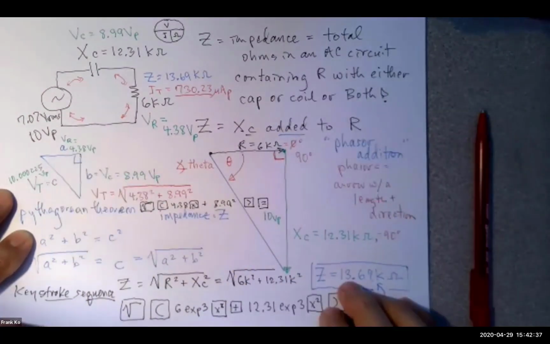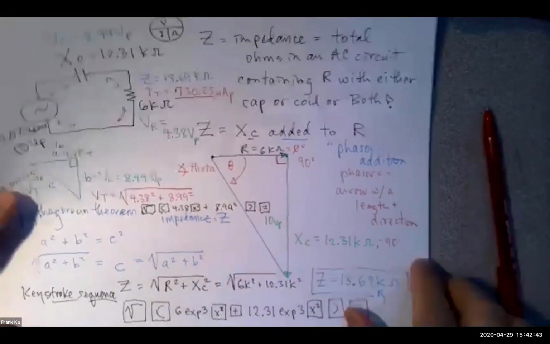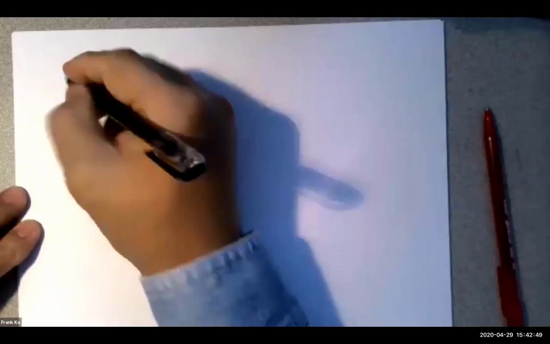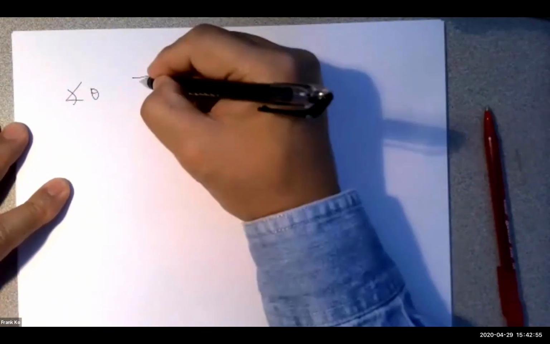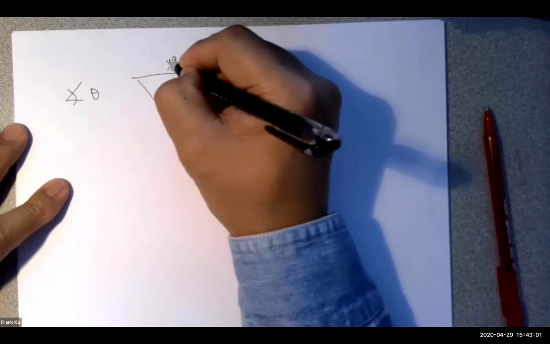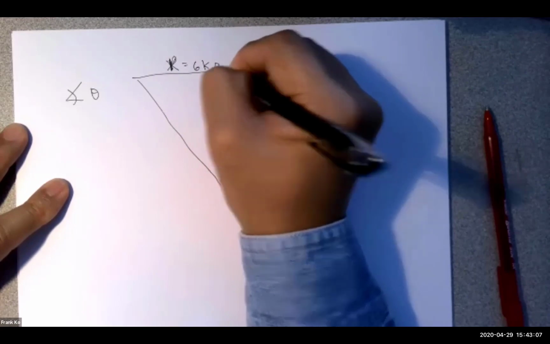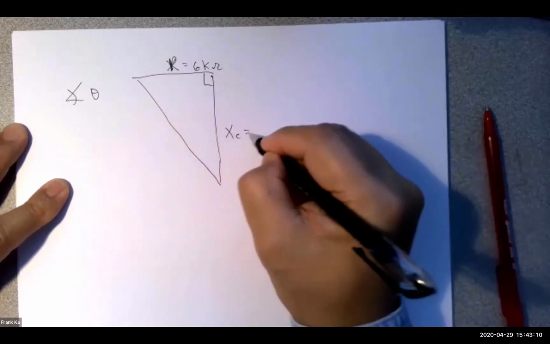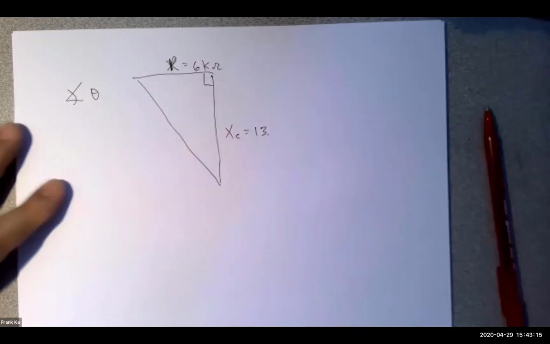All right. So the last thing to calculate mathematically is this thing called theta. And theta has a very simple formula, which I'll give to you here. So angle theta for the exercise that we have right here. So my R value was 6 k ohms. My X sub C value was 13, scratch that. Let's do another sheet.